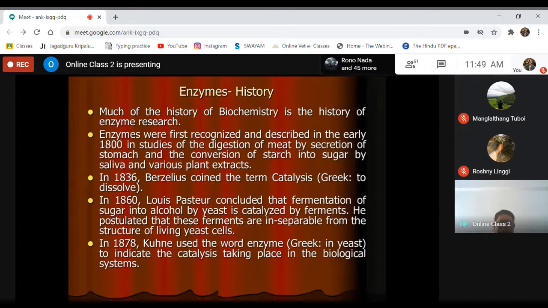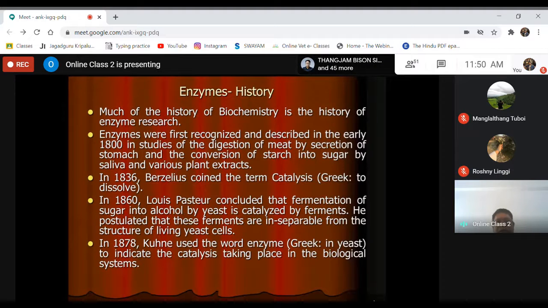In 1836, Berzelius coined the term catalyst. The term catalyst was coined in 1836 by Berzelius, and catalysis means to dissolve. In 1860, Louis Pasteur concluded that the fermentation of sugar into alcohol by yeast is catalyzed by ferment.